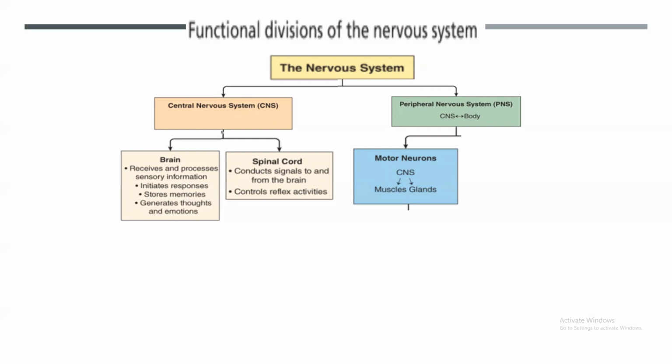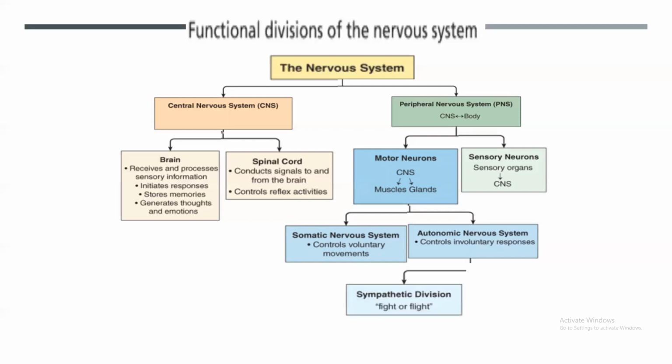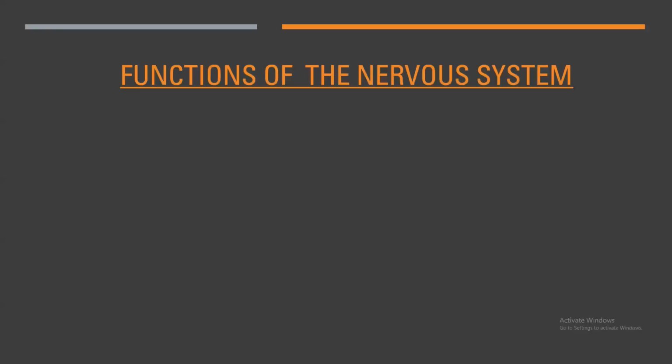It contains motor neurons, which send the signals from the CNS to the muscles and glands, and sensory neurons, which send the stimulus from the sensory organs to the CNS. Then we have the somatic nervous system, which controls the voluntary movements. And we have the autonomic nervous system, which controls the involuntary response. The autonomic nervous system is further divided into the sympathetic division, which is also called fight or flight, and the parasympathetic division, which is rest and digest.